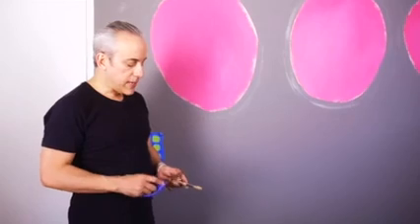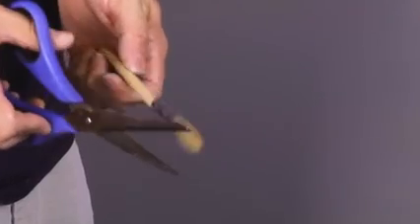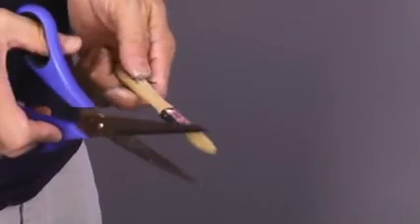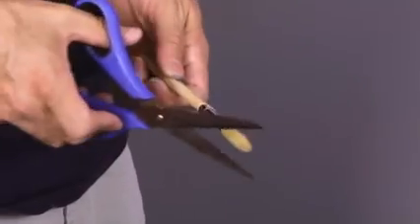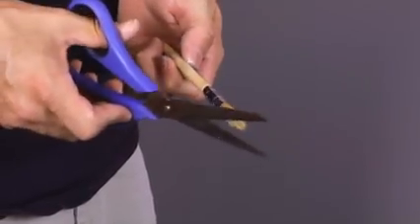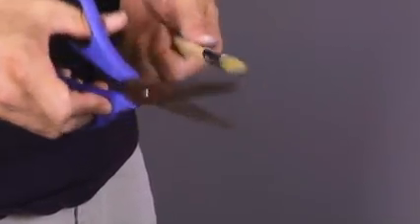So what we're going to do now is take this paintbrush and whittle it down to a point so that we can go in here and create the petals of the flower. And these paintbrushes are pretty inexpensive. They're under $1, so if you mess them up, no big deal. But I just want to get a nice point so it's like a watercolor brush.